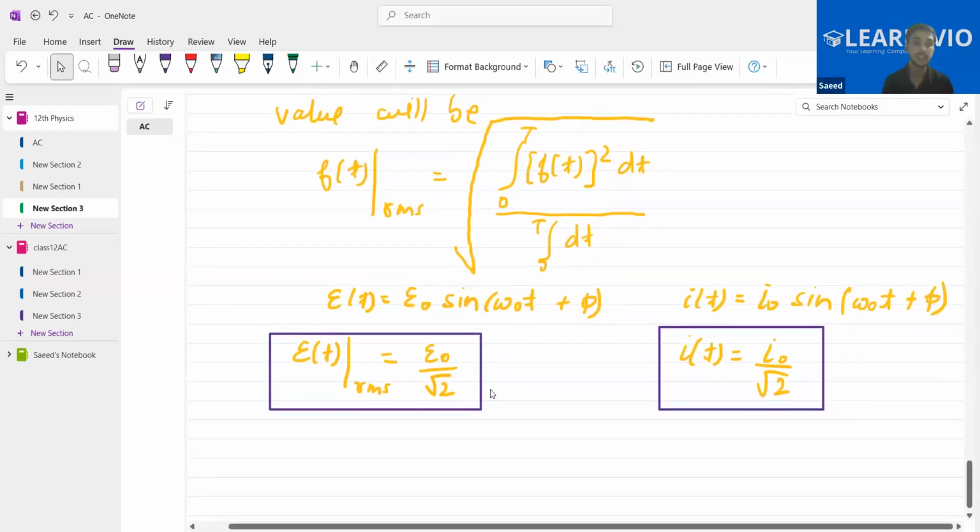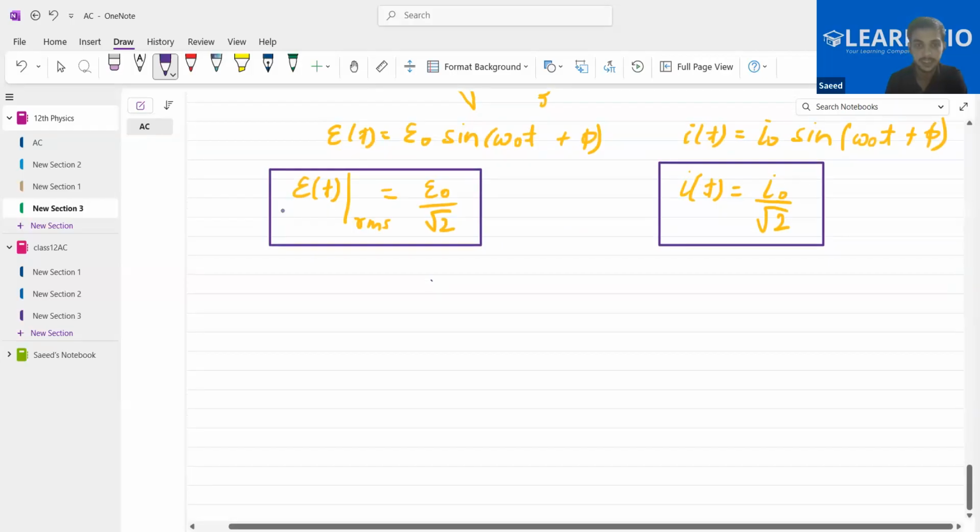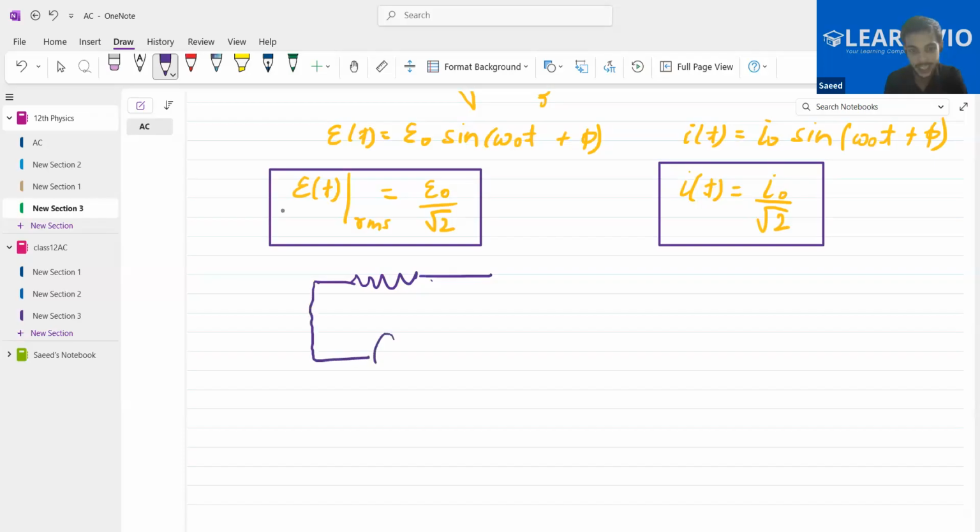Understood? And actually, should I tell you how we find it out? Although this is one of the formulas for finding it, I can derive it in a different way also. Should I derive it for you? Yes, sir. Okay. If you're asking, then only I'm deriving it. Otherwise, I don't usually derive it in the class.